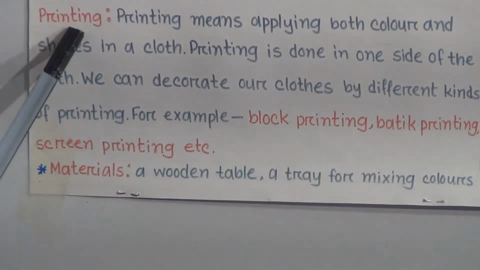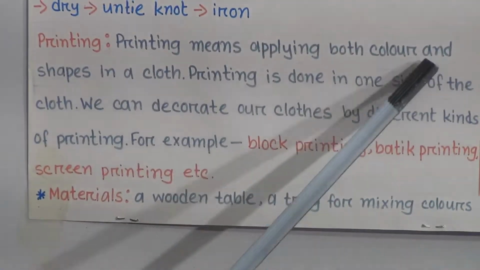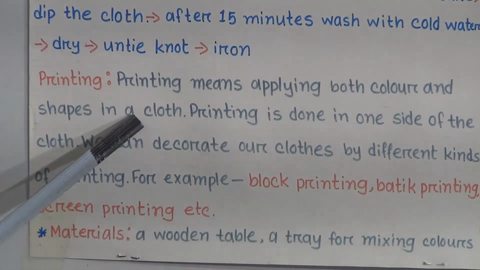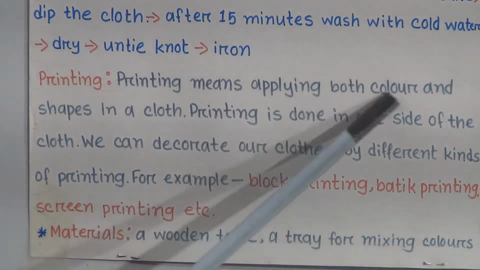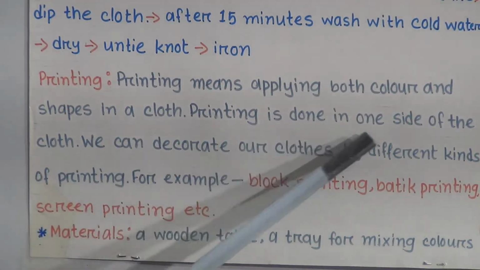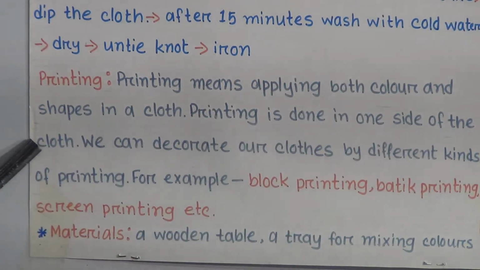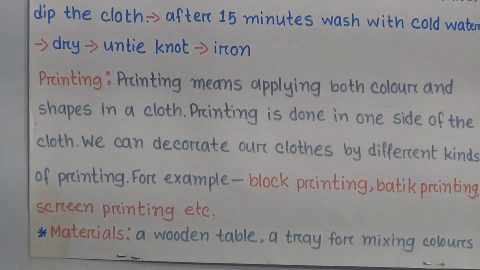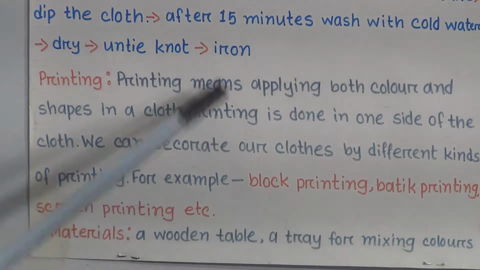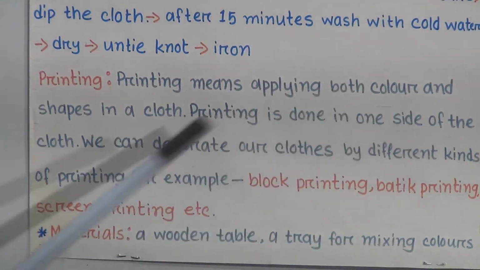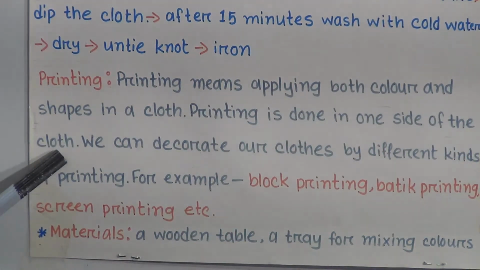Now we'll discuss printing. Printing means applying both color and shapes in a cloth. So what does printing mean? Printing means applying both color and shapes in a cloth. Printing is done on one side of the cloth. So in dyeing, we dye both sides. But for printing, we have to do it only on one side of the cloth, not both sides.